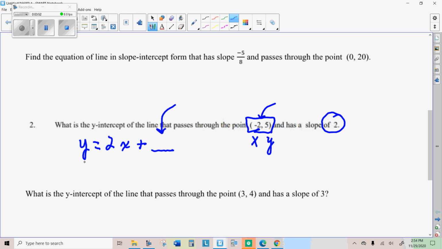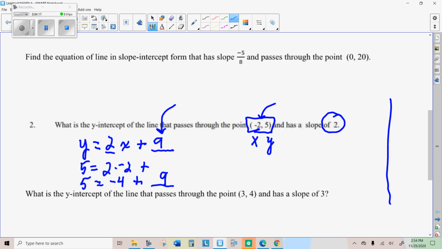So if I take that 5 and put it where the y is, and I take that -2 and put it where the x is, multiply it by 2, so that would be -4. Whatever this thing that I add has to make it equal to 5. And that would be 9. -4 plus 9 is 5. Okay, so that's one way you can find it.